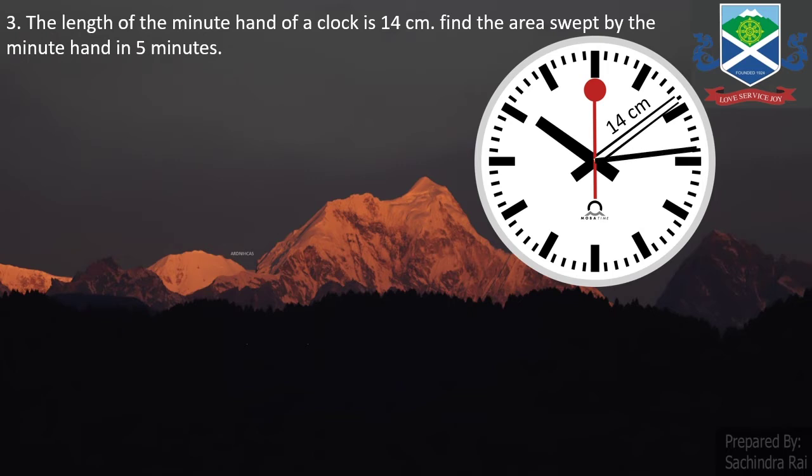After it covers 5 minutes, that is, when it reaches this position from here to here, 1, 2, 3, 4, and 5 minutes, then it covers a certain area, that is, this yellow portion is the area covered by this minute hand in 5 minutes. So we need to find out this area. So what is given to us? The radius of the minute hand, which is nothing but a circular portion, because a minute hand moves in a circular fashion. So 14 centimeter is the radius.